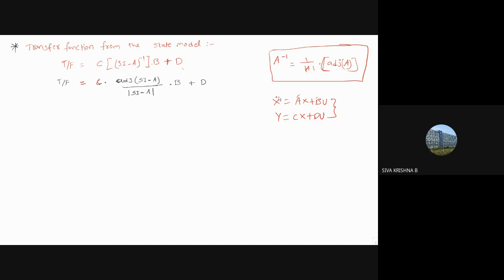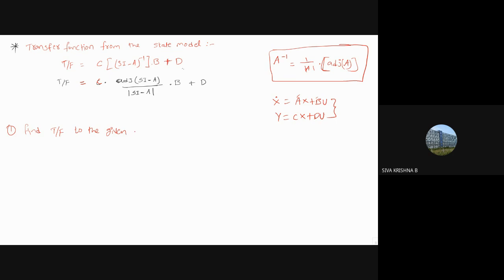I'll give a 2 by 2 matrix, guys. Just try to solve this now. 2 by 2 matrix. Find the transfer function. Find the transfer function to the given state model. That means they will give us a state model, and further you have to find the transfer function.